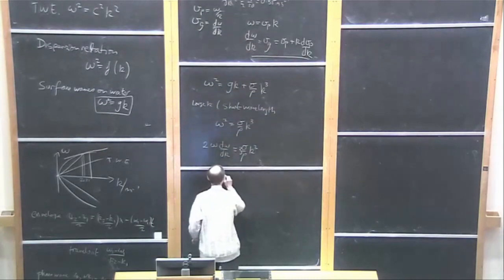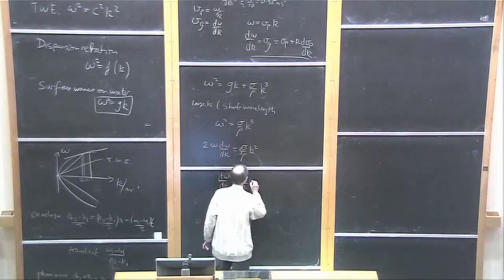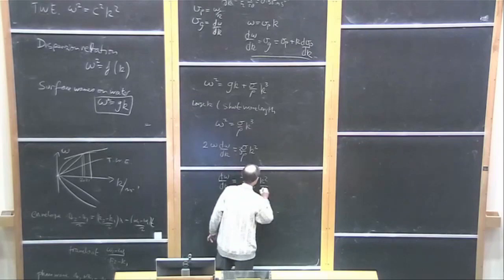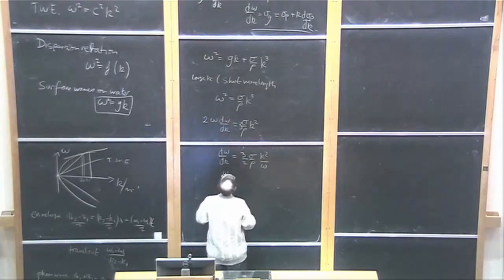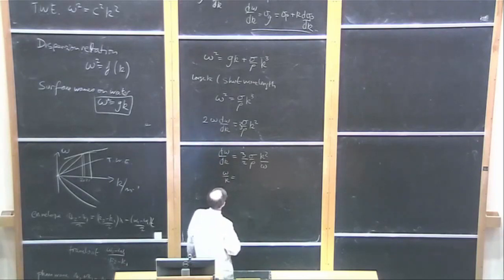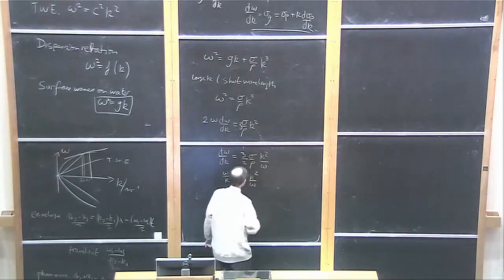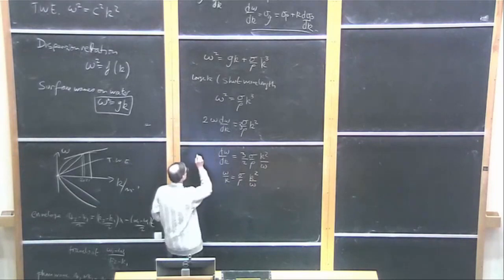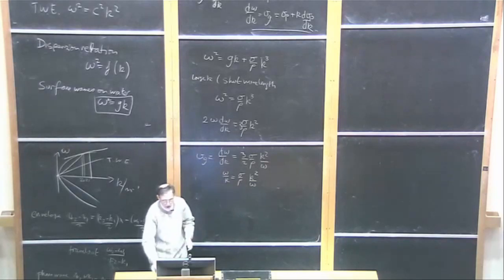And so d omega by dk is 3/2 sigma over rho k squared over omega, whereas omega over k is sigma over rho k squared over omega. And so what you're seeing now is that the group velocity is faster than the phase velocity, but again with a constant factor of 3/2.